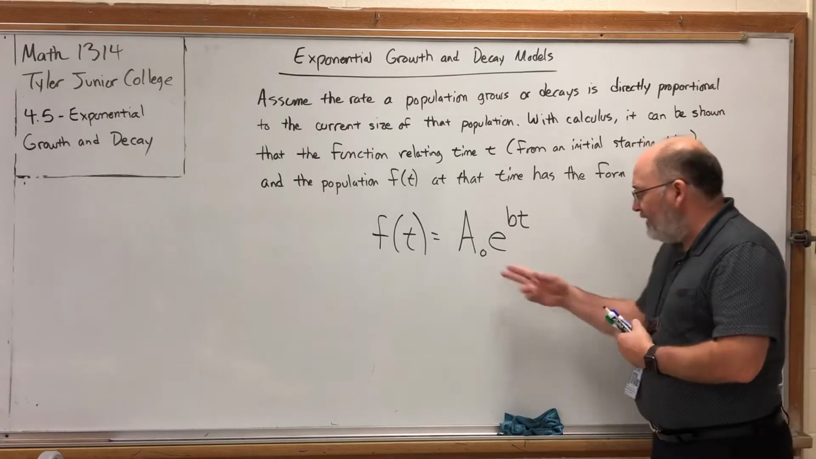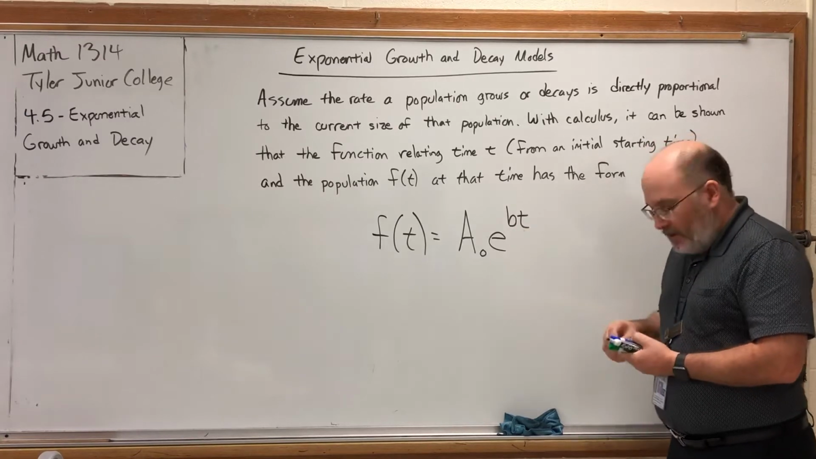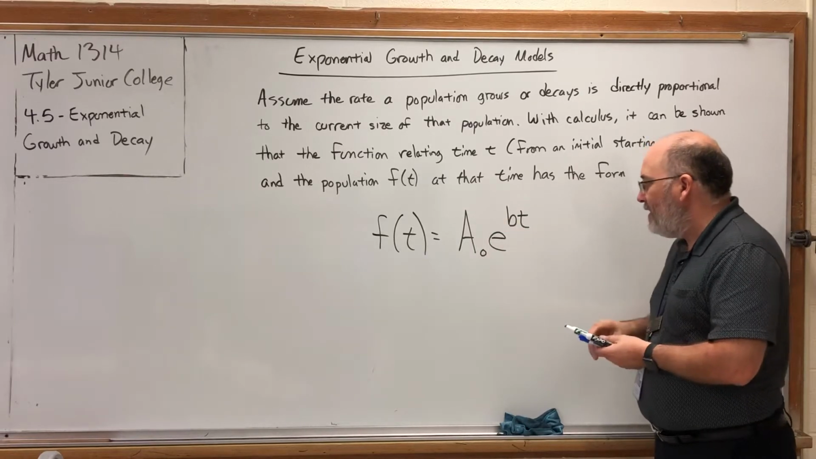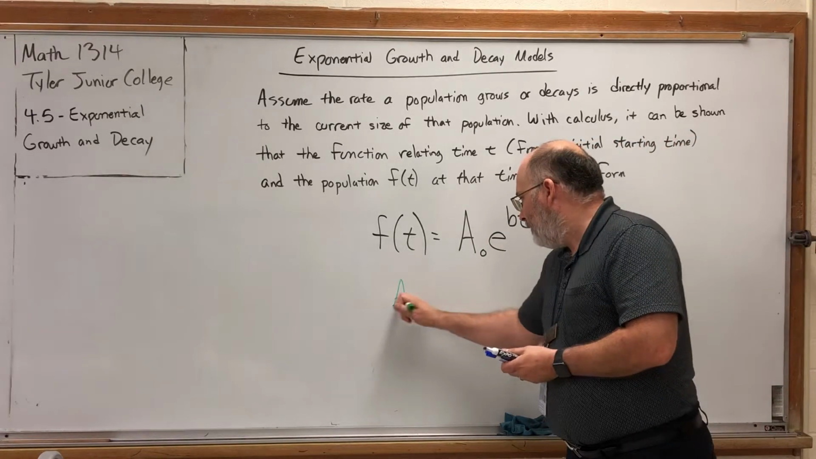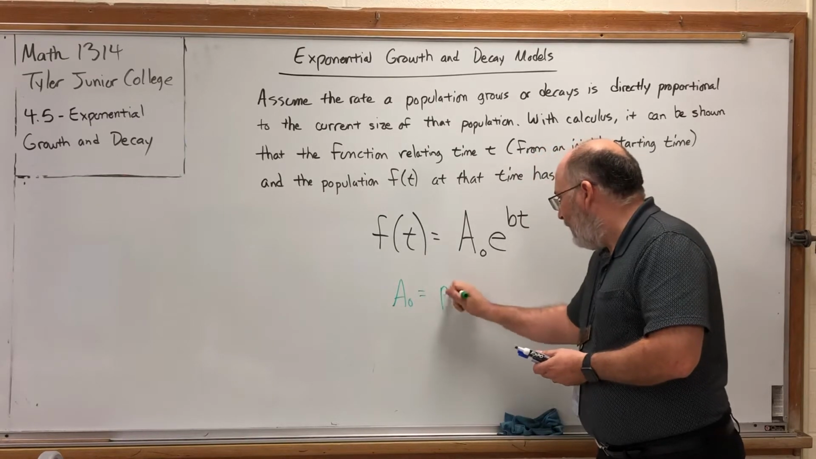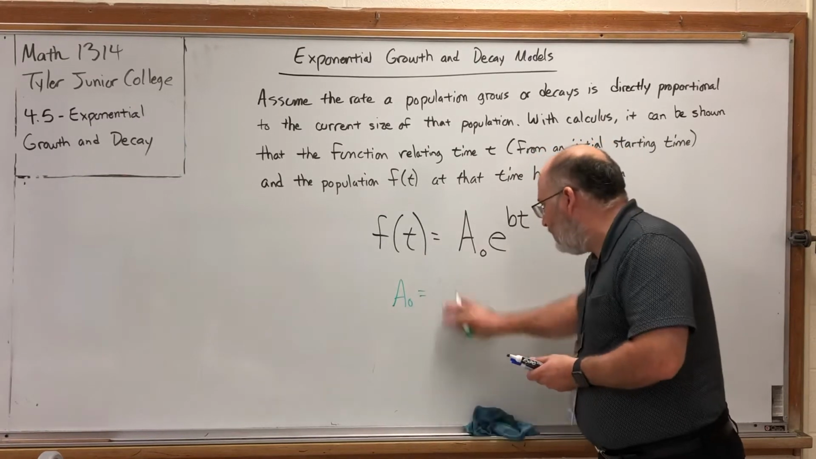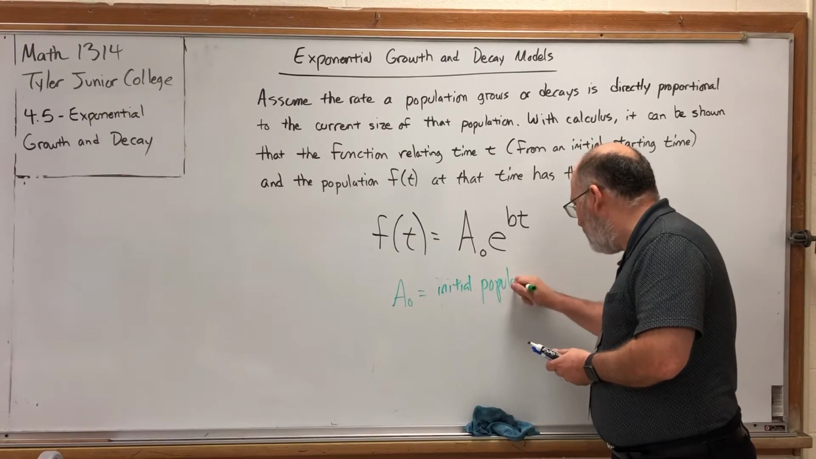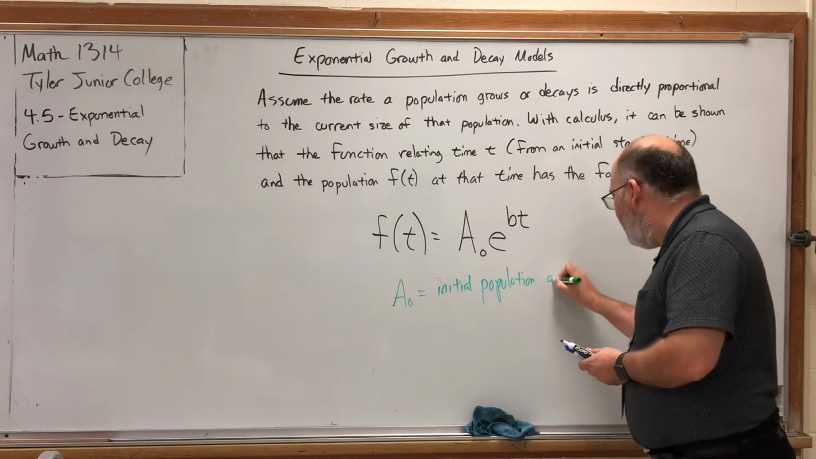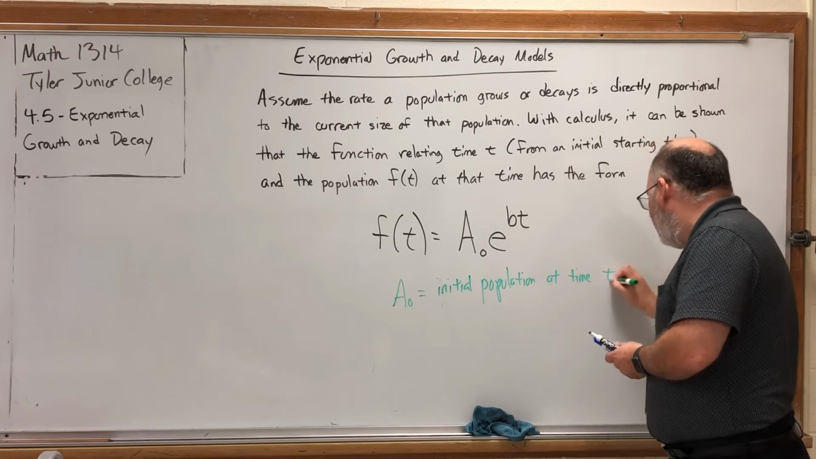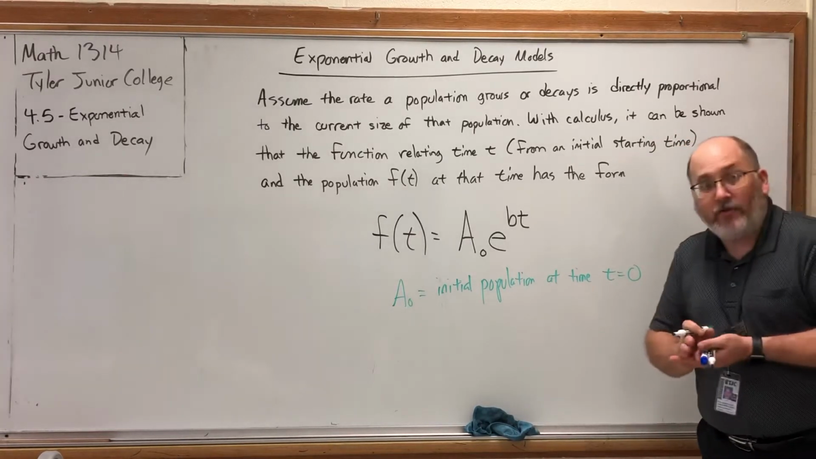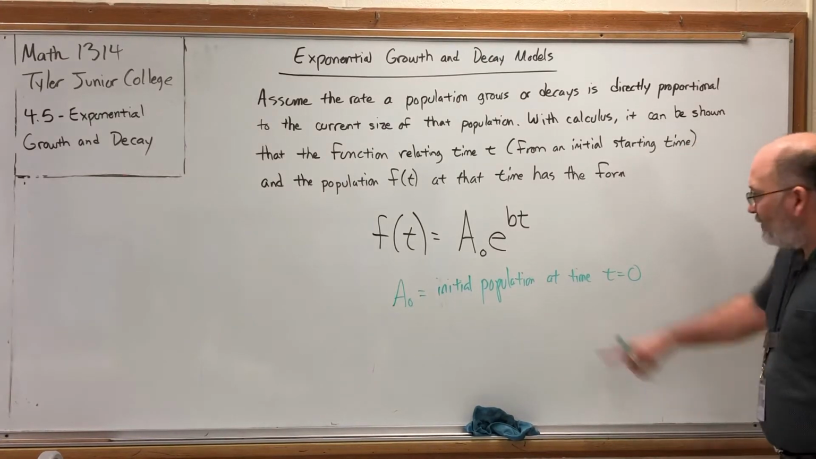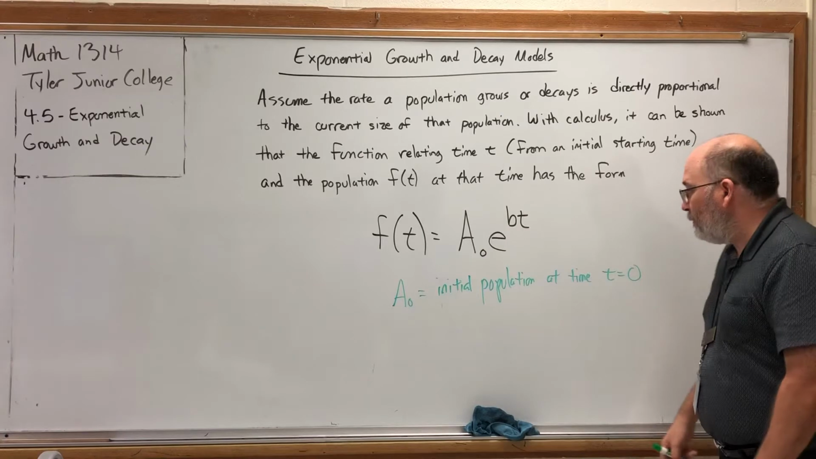Well, what about the a? Why is it subscripted with a 0? And what's with this b up here? Well, both of the values, the constants in this function, the a sub 0 and the b, have a specific meaning. A sub 0 is the initial population at time t equals 0. So whenever we start the countdown, or the clock, if you will, we're going to start measuring the population at a certain moment in time. That's what this coefficient represents.